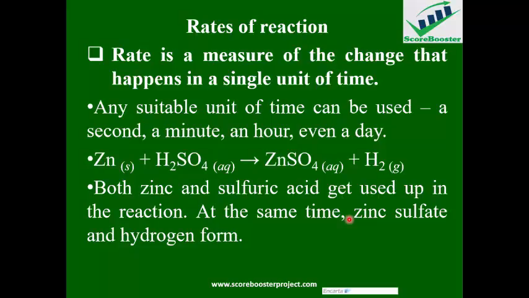So rate is a word from the English language and mathematics. We know anything that has to do with time is called a rate. So the rate is a measure of the change that happens in a single unit of time. If we want to know how fast a person is, we can calculate the distance the person or the object has traveled, then we consider the time it takes to reach that distance. That is an idea of what is called a rate.